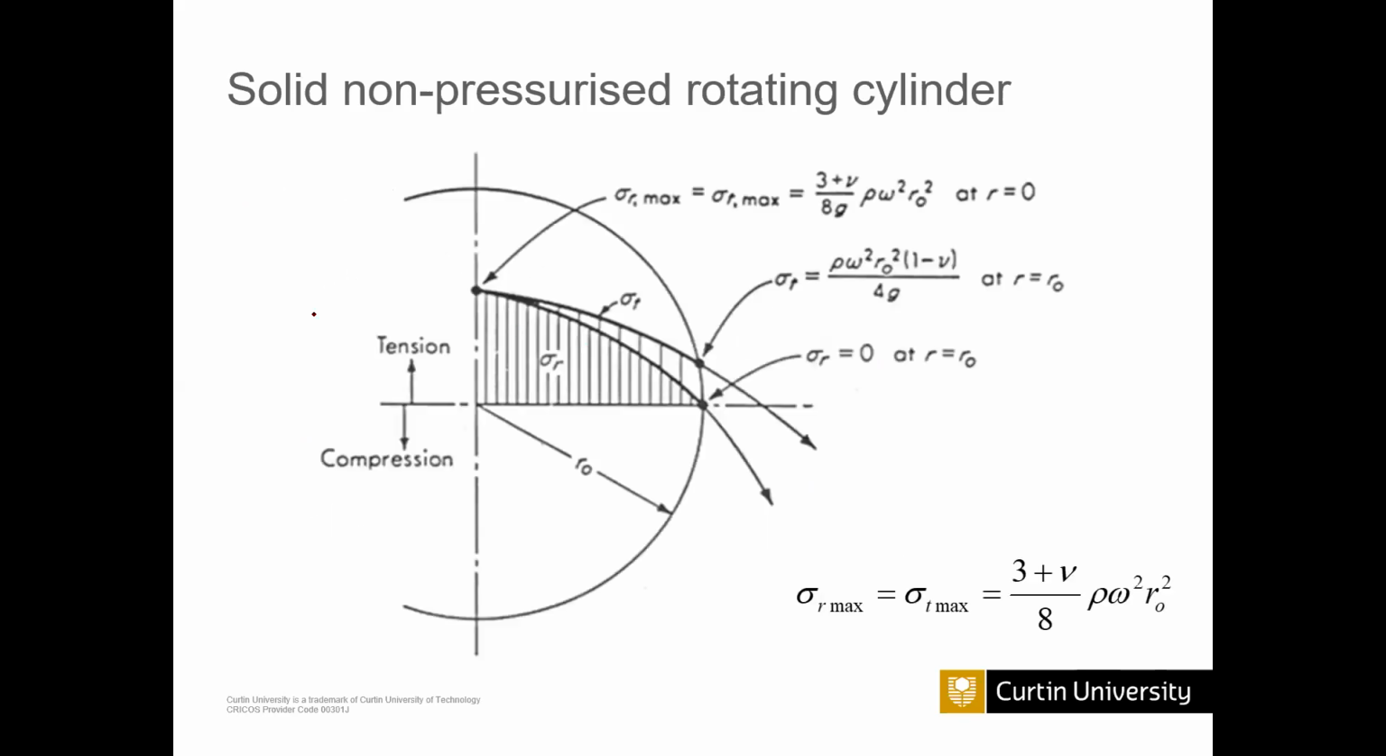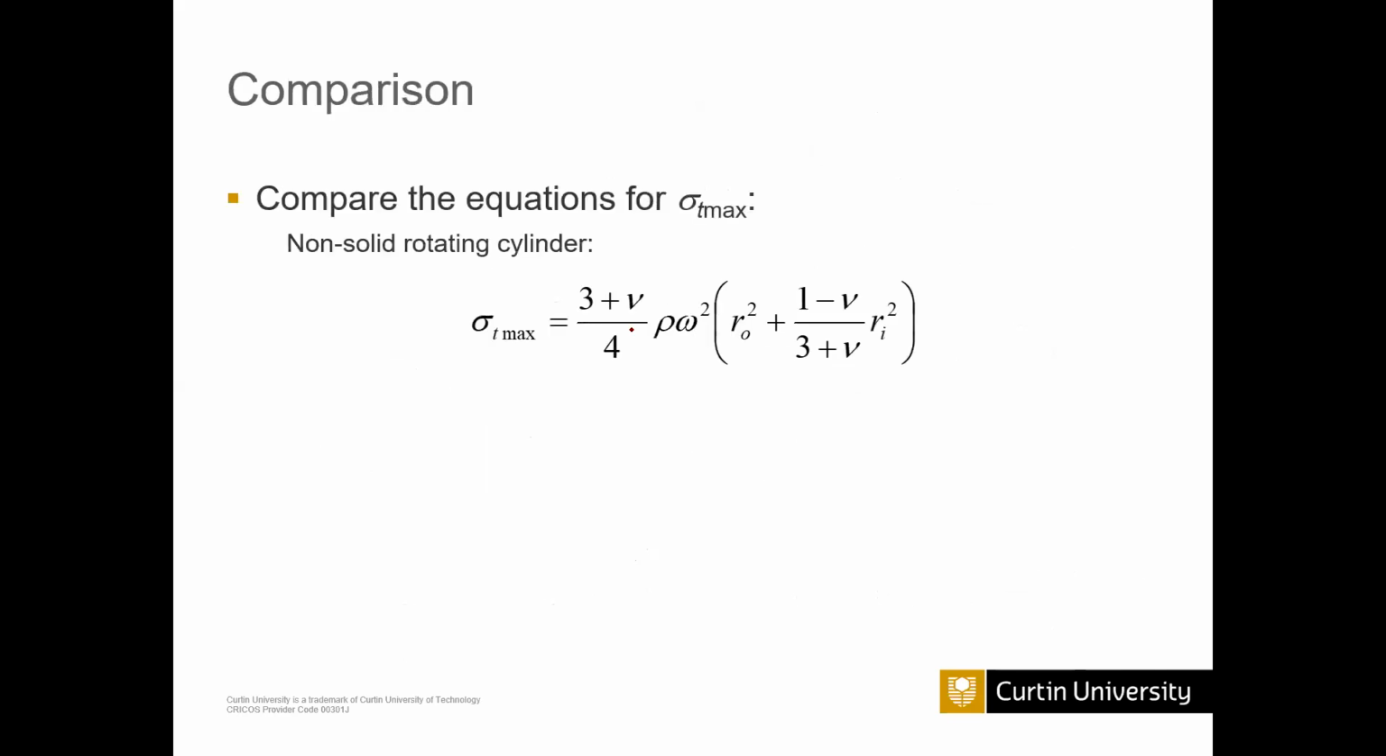So you can see the variation for the solid cylinder. This is not a hollow cylinder. That's why the radial stress is available at the center as well. At this point, radial stress and tangential stress are both equal. And at the outer surface, you can see the variations with this curve. So this is the thing I wanted to explain.